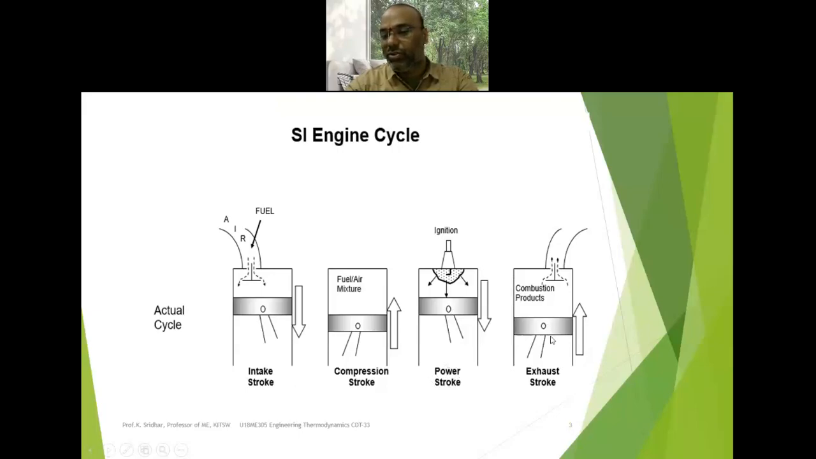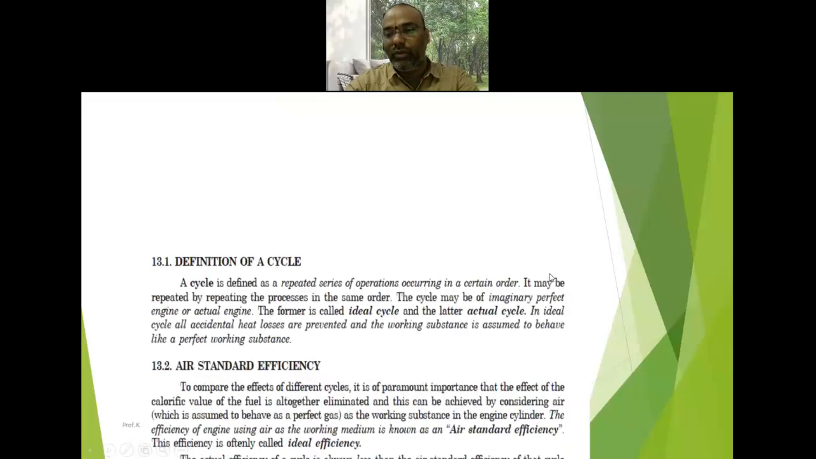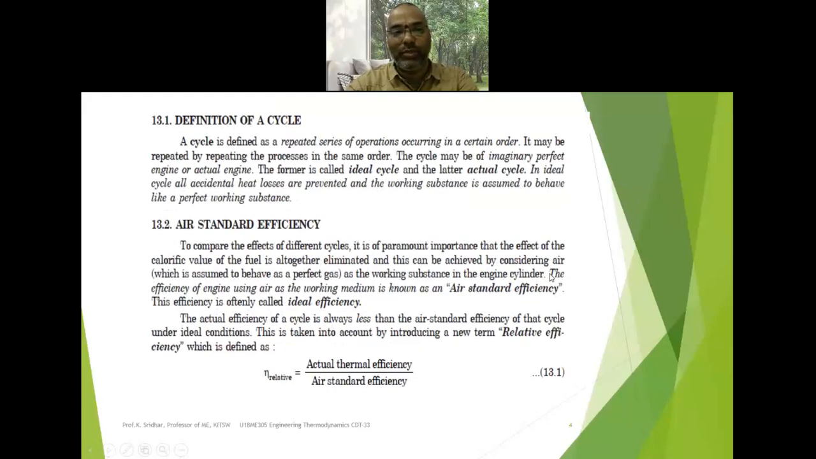Next is the exhaust stroke, in which the piston moves from the bottom dead center to the top dead center. It forcibly pushes the combustion products to escape through the exhaust valve so that the cycle can be repeated. So this is the working principle of the four-stroke engine.